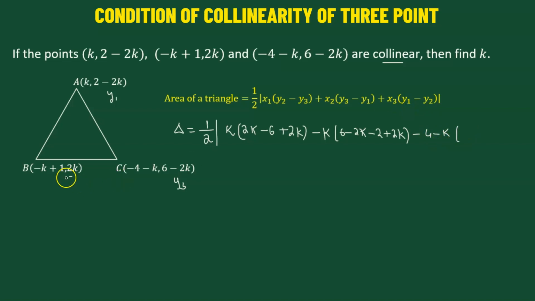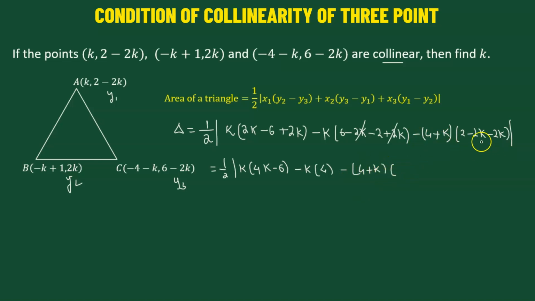Multiplied to it is y1 minus y2. We have y1, which is 2 minus 2k, and from there we subtract y2, which is simply 2k. We have negative 2k subtracted from it. Now this is equivalent to half multiplied by, we have k multiplied by 4k minus 6, minus k multiplied by, negative 2k, positive 2k goes away, 6 minus 2 is 4, minus, this is actually negative of 4 plus k, multiplied by 2 minus 4k.